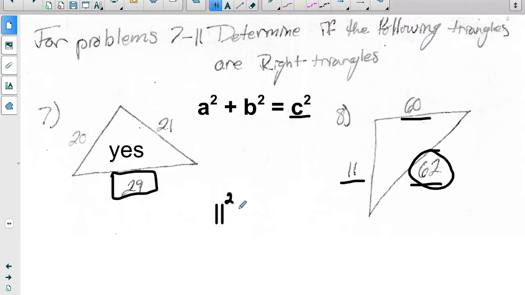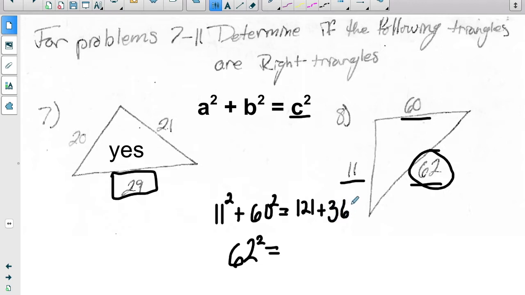So what we do is 11 squared plus 60 squared, and see if these two will equal or be the same as 62 squared. Now 11 squared is going to be 121, plus 60 squared is going to be 3600, and 121 plus 3600 is going to be 3721.